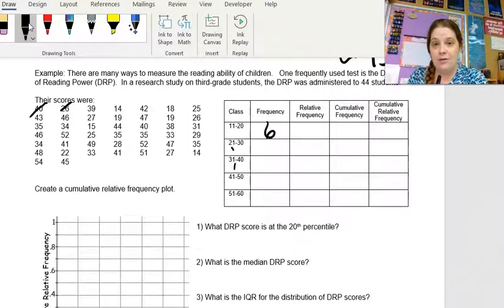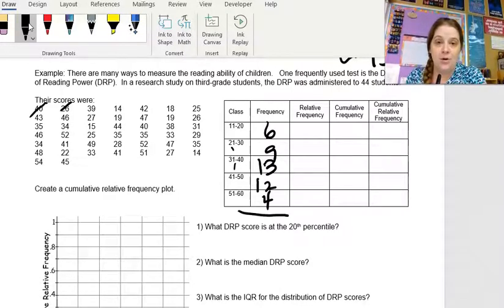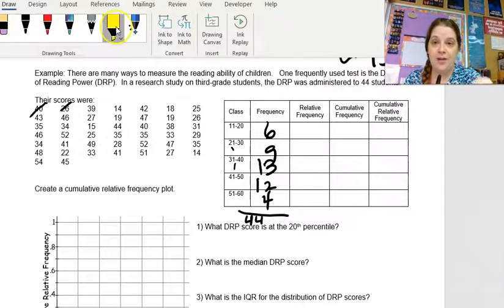If you go through and check, there are 6 and 9 and 13, 12, 4 in that case. And that gives me a grand total of 44 values here. 44 values. Okay, to find my relative frequency, remember I would take the 6 and I would divide by the 44. That gives me that relative frequency. In this case, I've already done this.